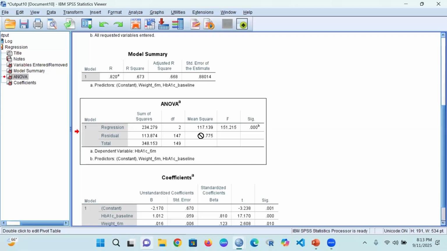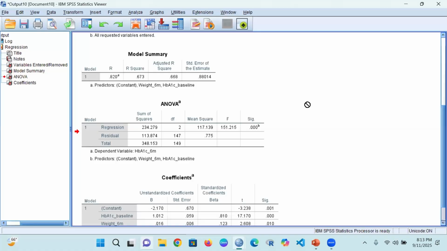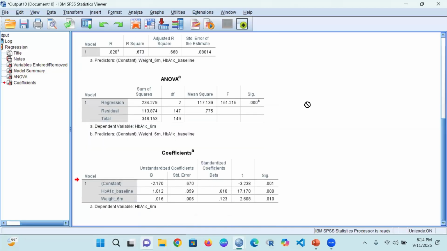Under the regression, we have the 2.4, 4.2, we have the residuals and the degrees of freedom, that is 2, and here is 147, that is n, 150 minus 3. Then the mean squares, the F statistic, and the significance. So these are the coefficients that are fitted in the model.